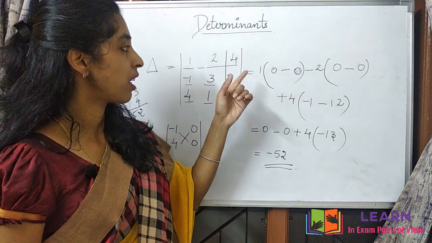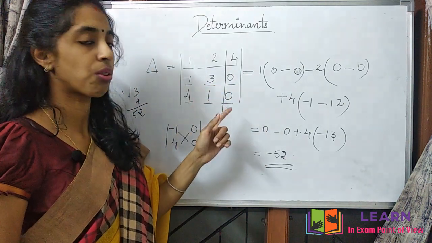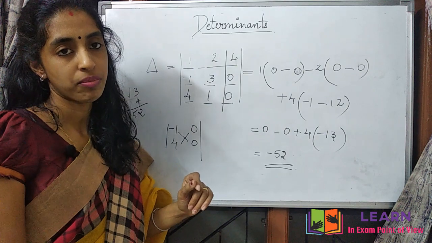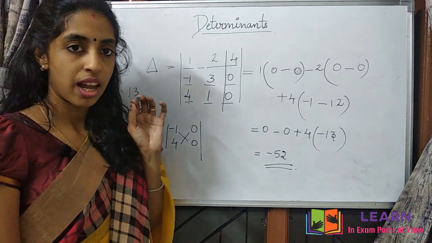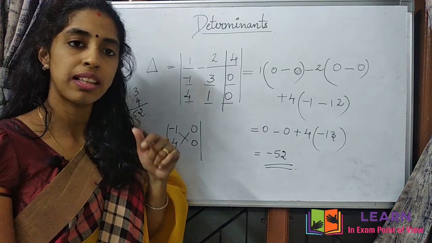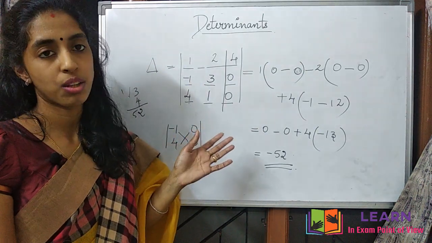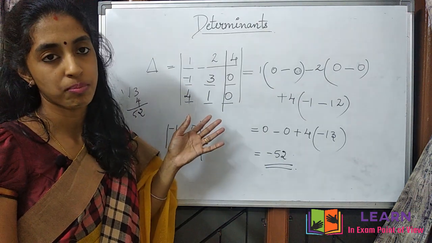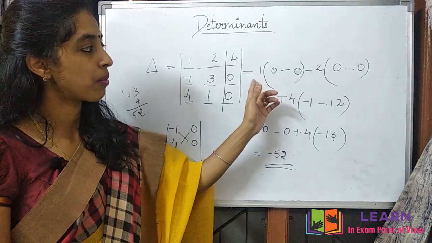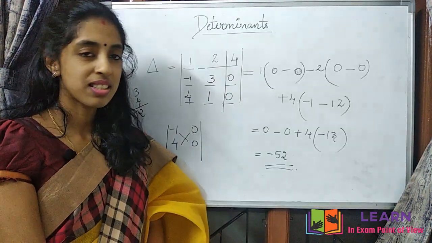We are expanding along the first row. If we expand along the second row or third row, we will get the same answer. So actually, if a column or row contains more zeros, it's good to expand along that corresponding row or column. Okay, you will get the same answer. You can expand any row or any column. But you have to keep in mind the sign alternatively will change. Okay, it's clear I think.